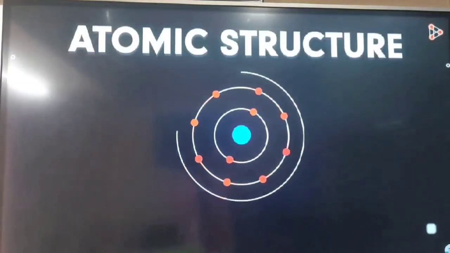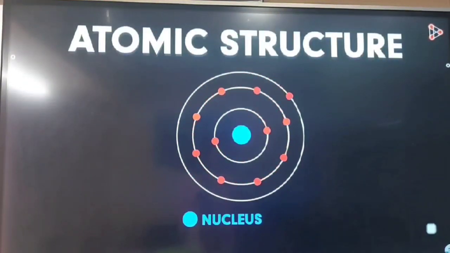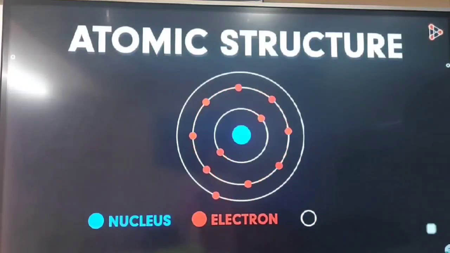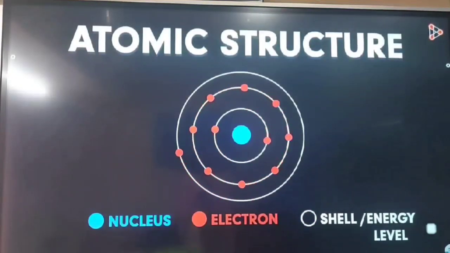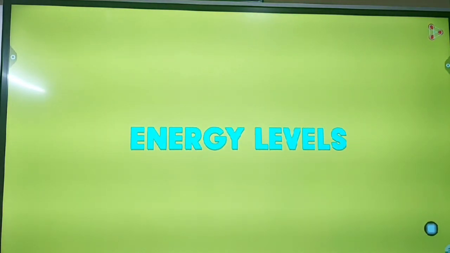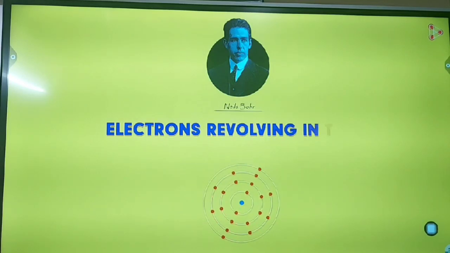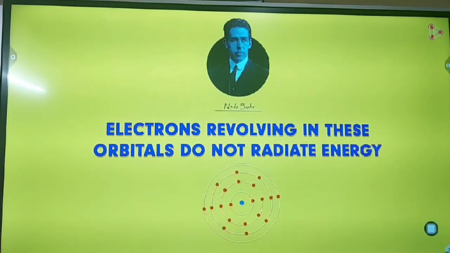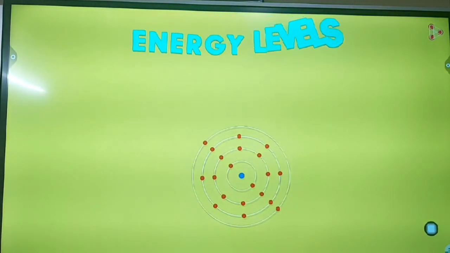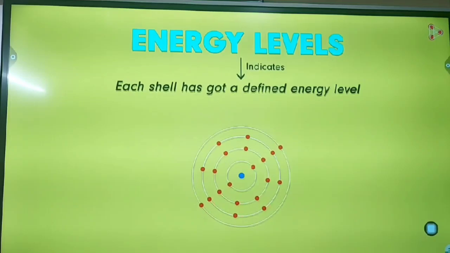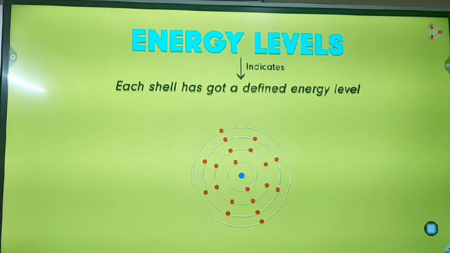In a similar way, we have the atomic structure. The nucleus acts like the sun located at the center, and the electrons are like planets which revolve in fixed, defined orbitals. These electron orbitals are referred to as shells or energy levels. Now the name energy levels gets us to an important concept. Niels Bohr suggested that the electrons revolving in these orbitals do not radiate energy. Now, this is justified when we use the term energy levels, because it indicates that each shell has got a defined energy level. That means when the electrons revolve in these shells, they do not liberate any form of energy.